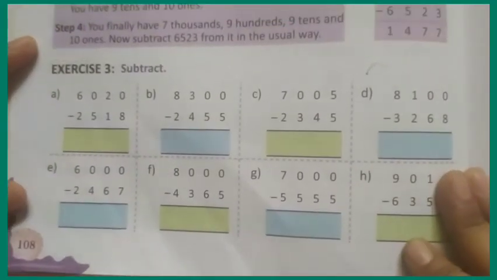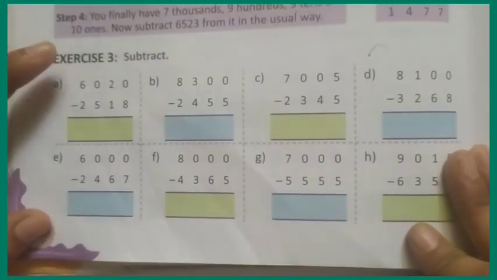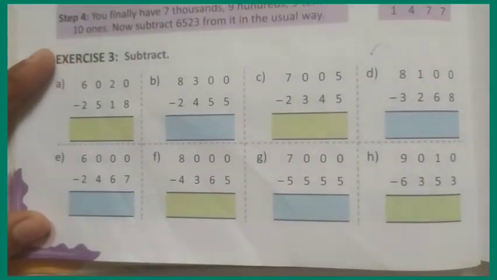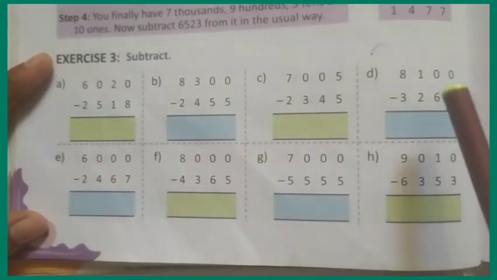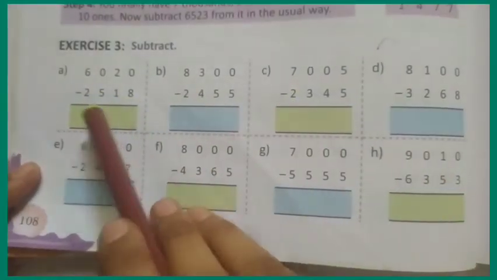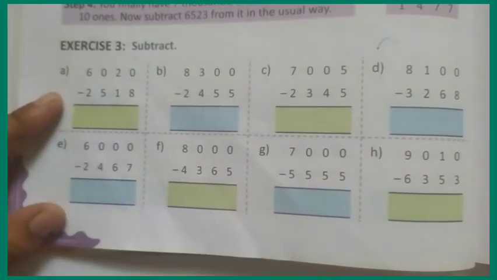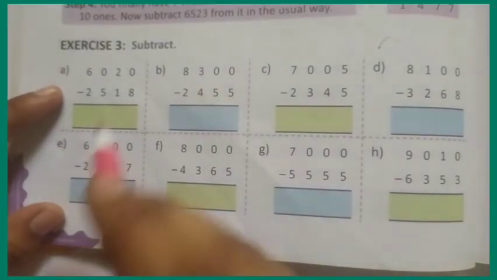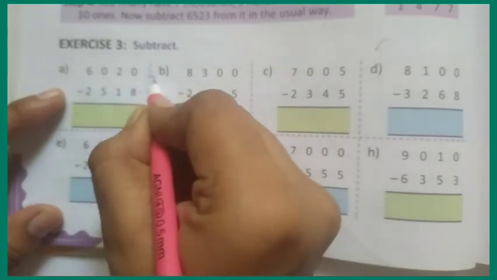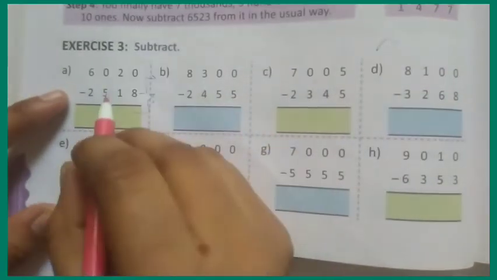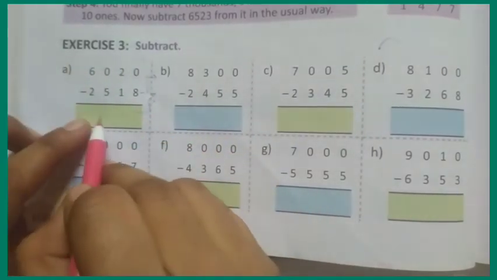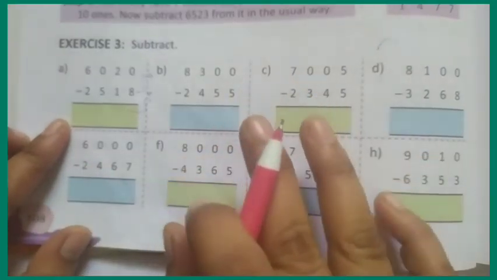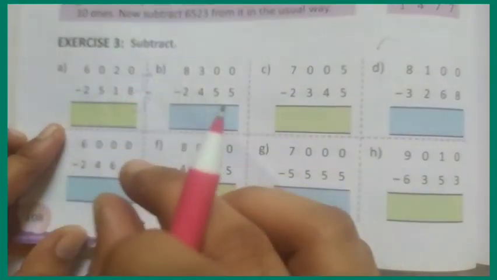Look here children, textbook page number 108, exercise 3. These are subtracting from 4-digit numbers with zeros. All zeros are there, so we have to do subtraction like this. Do the subtraction and check the answer by addition. You have to check the answer by writing the smaller number and the answer, and doing addition. If you get the above number, then that answer will be correct. Do this in your fair notes and check the answer also.